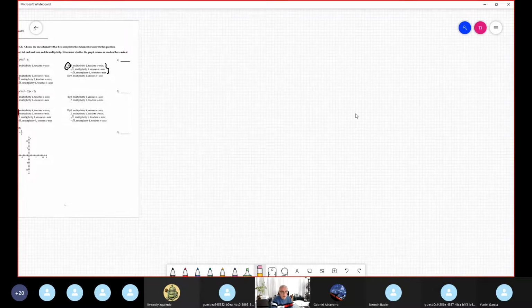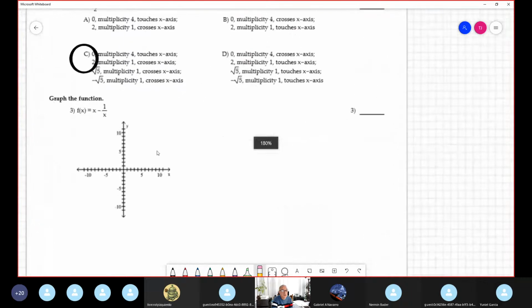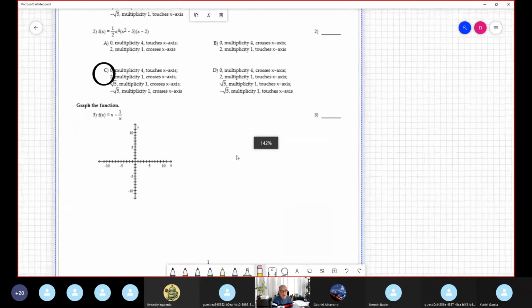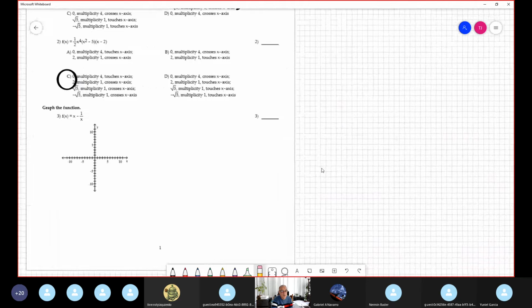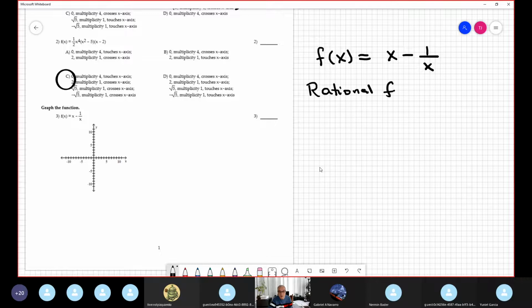Okay, let's move on to question 3. Now question 3 is easy. It is a rational function. Do the graph of the rational function. So f of x is equal to x minus 1 over x. Well, it's a rational function.